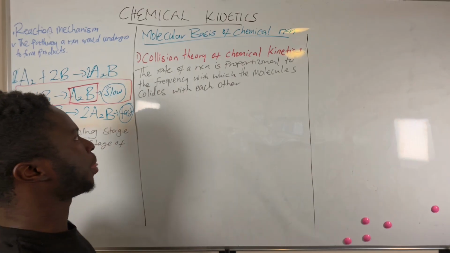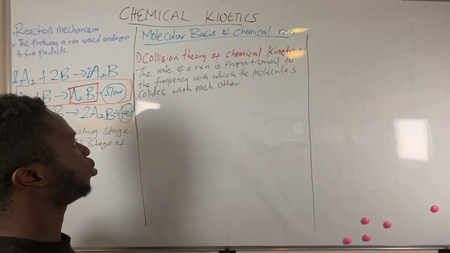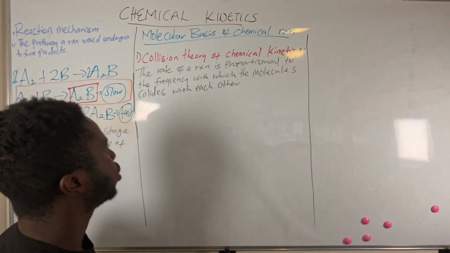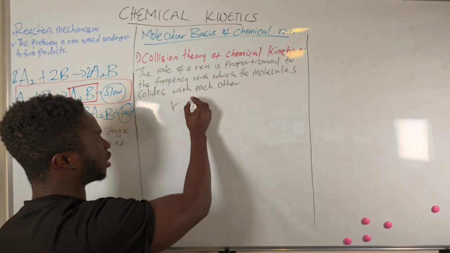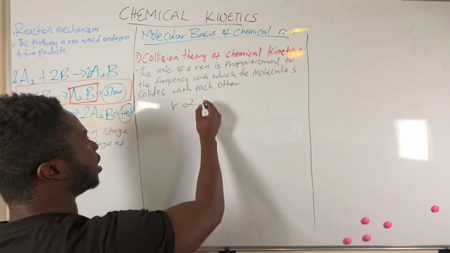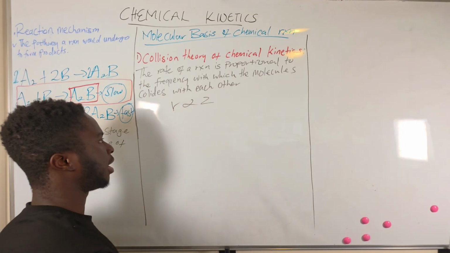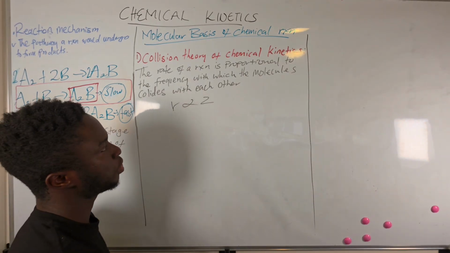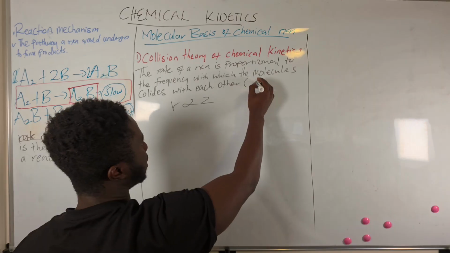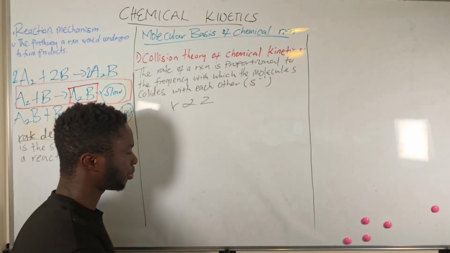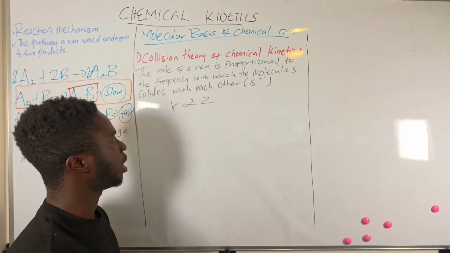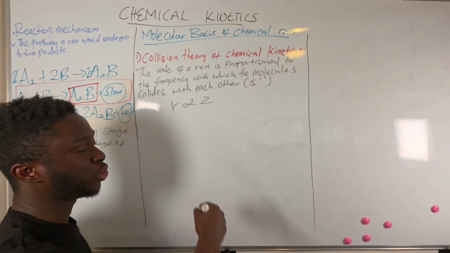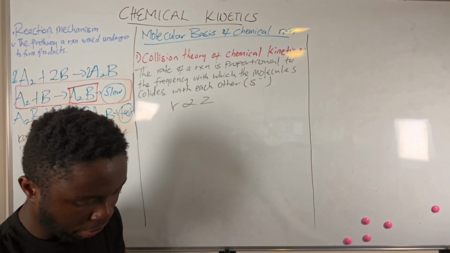Now, this is the collision theory of chemical kinetics. It states that the rate of a reaction is proportional to the frequency with which the molecules collide with each other. So the rate of a reaction, let's say R, is proportional to the frequency, let's say Z, right? The frequency with which the molecules collide with each other is measured in per second. But the theory goes on to express that not all collisions will result in a chemical reaction, right?